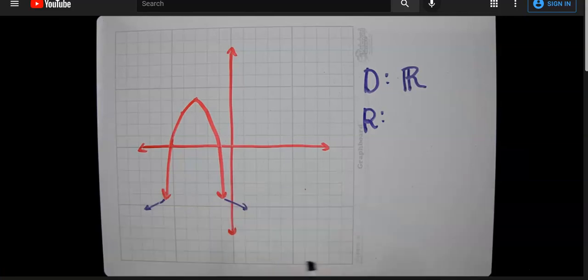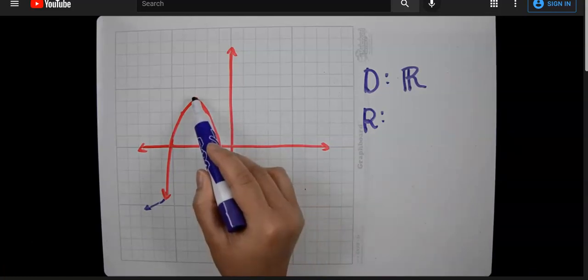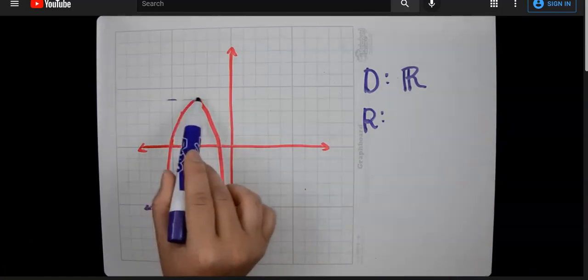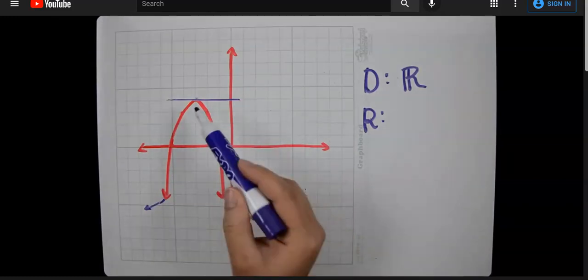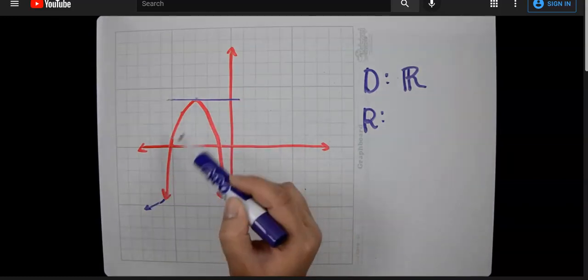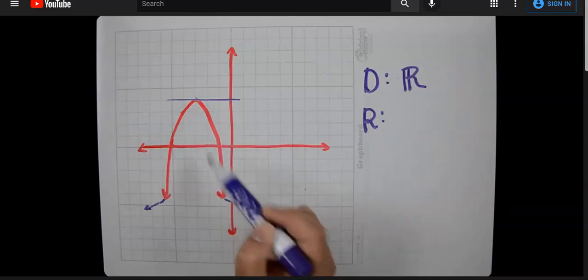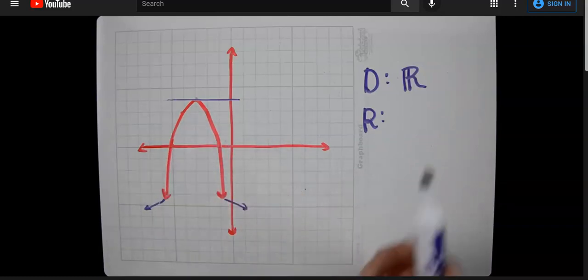Our range, on the other hand, has a definite limitation. If we're looking at our vertex here, the highest y value of our graph is here at +4, and everything beneath +4, because remember, these arrows go down forever.